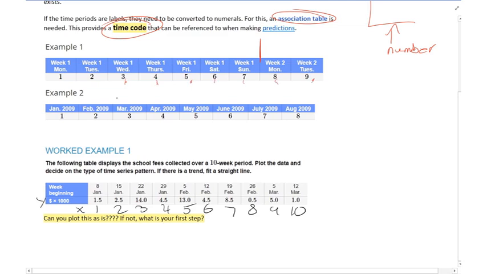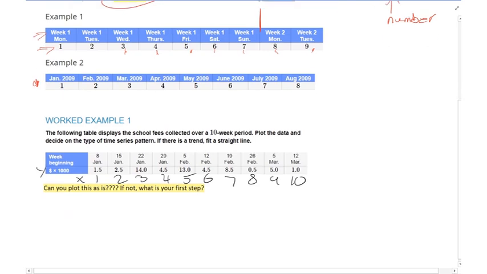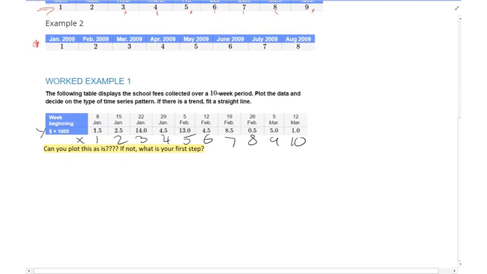The key point is that by putting this time code in, we can actually graph that and get something worthwhile from it. If we try to graph that as is, it isn't going to work. The same could be said for the months of a year, as in the example given here for January 2009, so you give it a time code. For the week beginning, again, I'm not going to plot this here, but you need to convert that to a time code. As I've shown here, it'd be 1, 2, 3, 4, 5, 6, 7, 8, 9, 10.